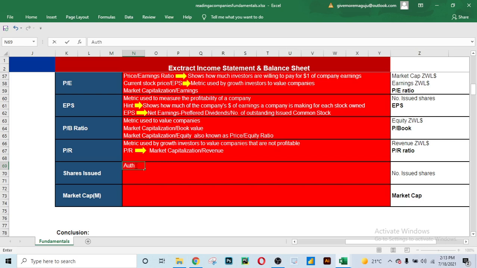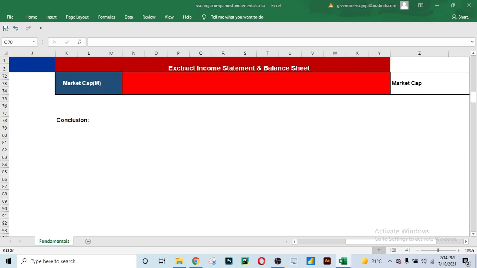Normally if you look at the company's balance sheet or statement of financial position, you can see that there will be authorized shares and issued shares. So we need to demystify and see the difference between these two. The issued shares are the units of ownership that the company has already issued to shareholders. And authorized shares are the maximum number of shares that a company is allowed to issue, or has been given authority to issue.